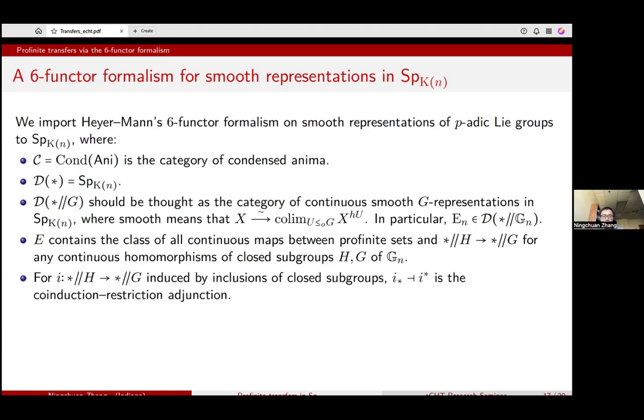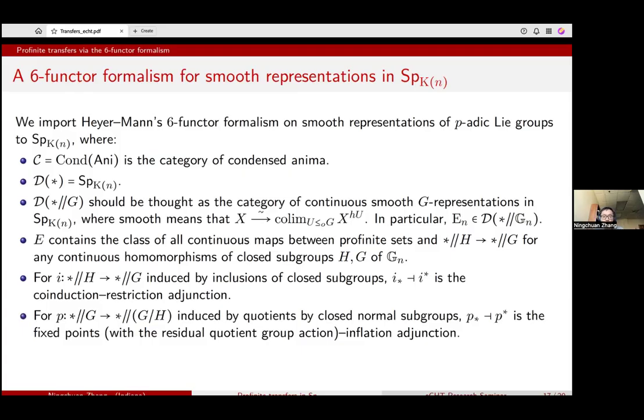And how do we think about those functors? Well, for those maps between classifying stacks induced by inclusions of closed subgroups, this adjunction i lower star, i upper star is a co-induction restriction adjunction. And for those induced by quotients or surjections of profinite groups, this adjunction p lower star, p upper star is a fixed points inflation adjunction. And finally, in our case, for everything in E, lower Schrick is the same as lower star. That is to say, everything in E is kind of proper.